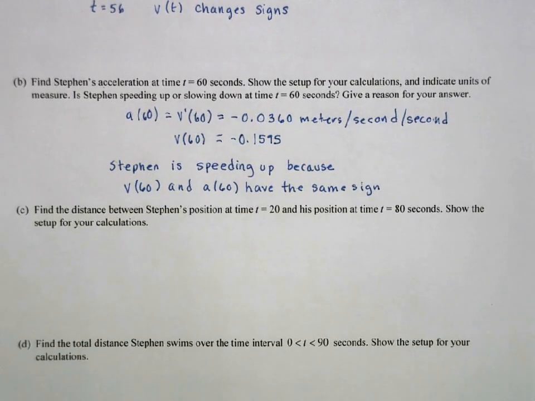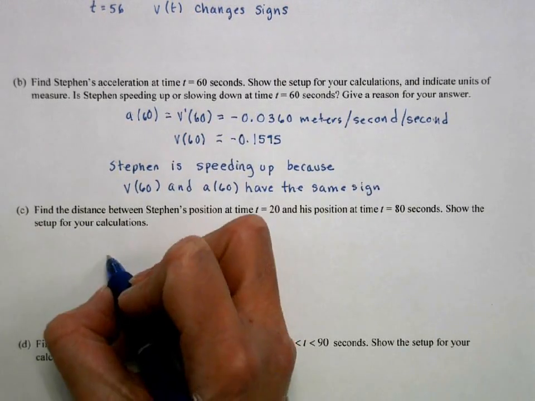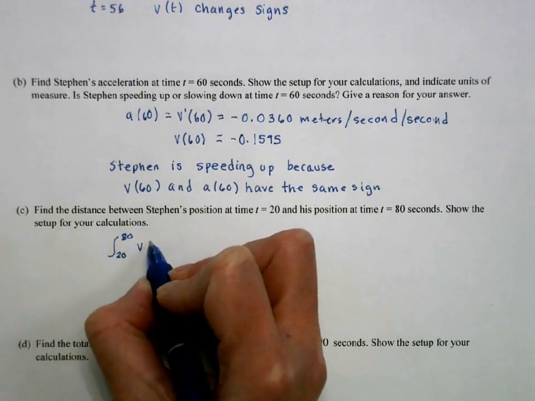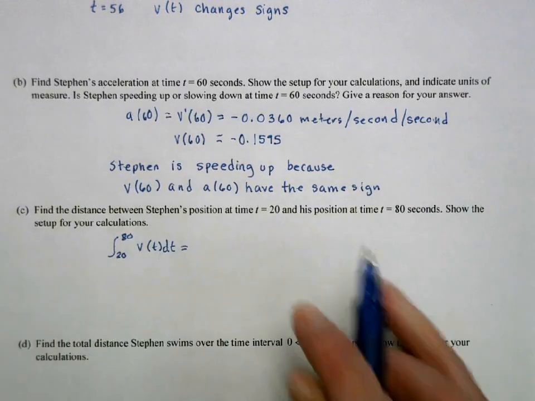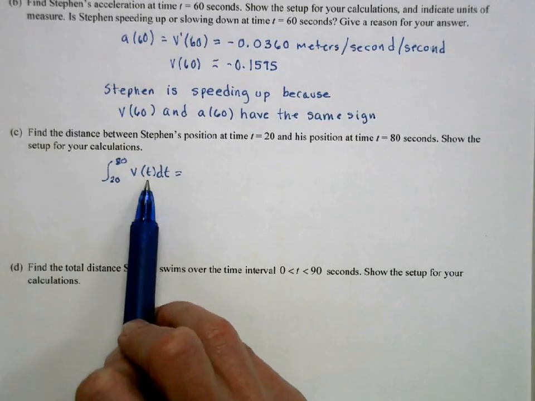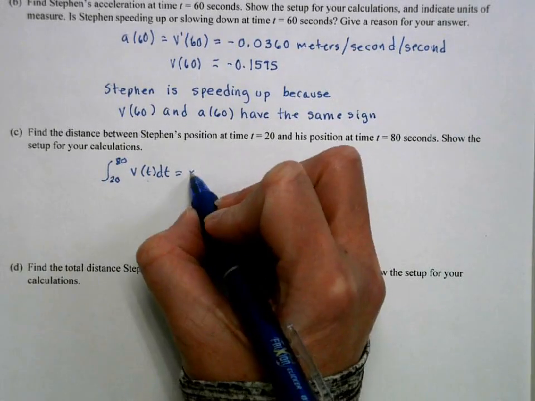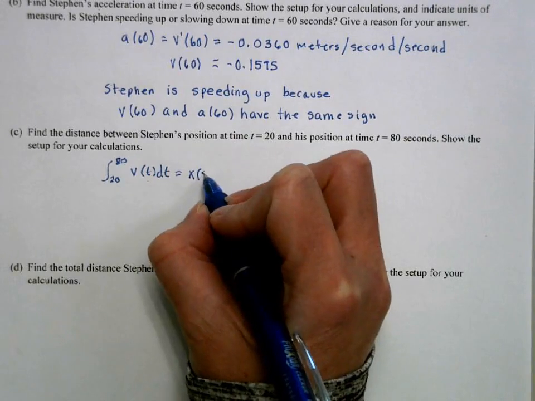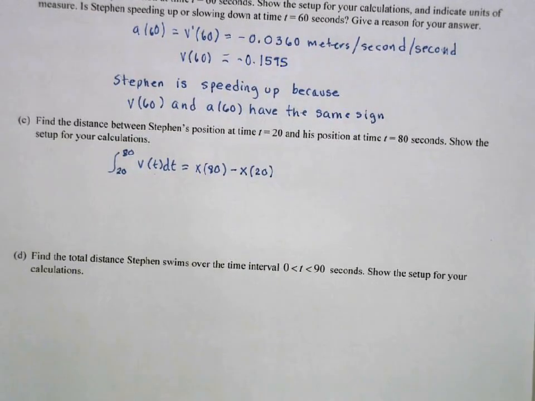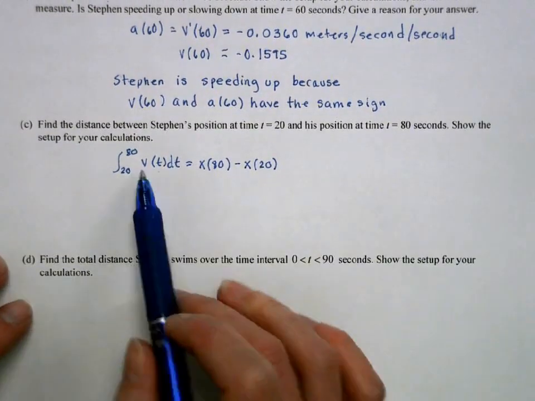All right, next, find the distance between Steven's position at t equals 20 and his position at t equals 80. Show the setup for your calculations. Well, what I'm going to use is our integral. Just using the fundamental theorem of calculus, this definite integral is going to be the antiderivative of velocity evaluated at 80. Well, the antiderivative of velocity is going to be position. So this is going to give me the position at 80 minus the position at 20, which is the distance between the positions. So I'm going to use this here.